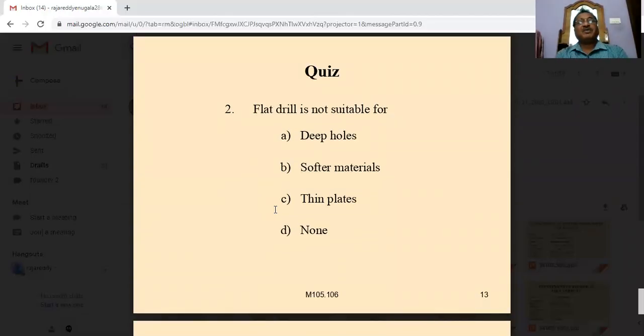Bit 2. A flat drill is not suitable for A. Deep holes, B. Softer materials, C. Thin plates, D. None of the above. Which one? Thin plates, deep holes, softer materials. Yes, it's not suitable for deep holes.